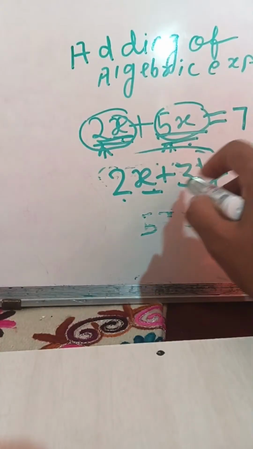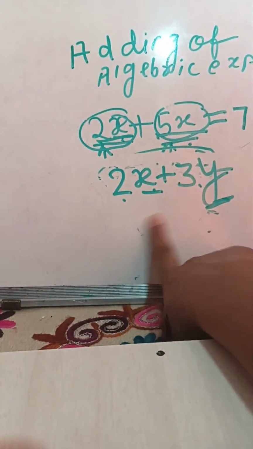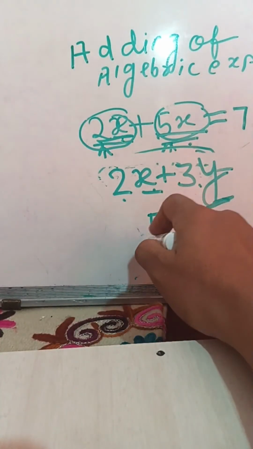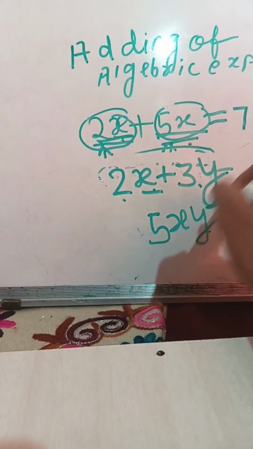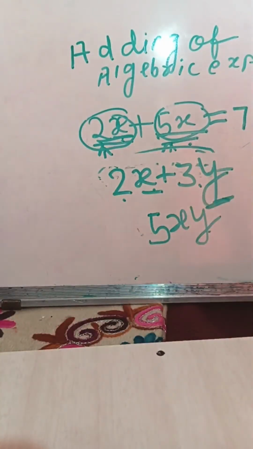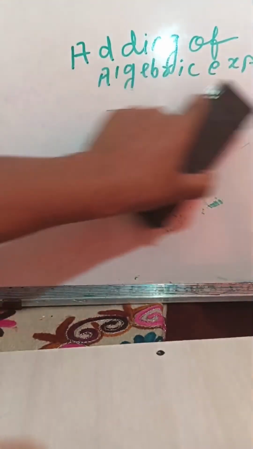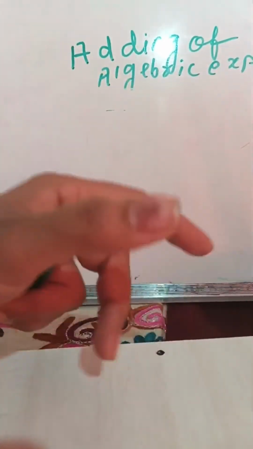We cannot write 2x plus 3y as 5xy. We can only add like terms. We never add unlike terms. Okay, one more example I will explain for like terms.